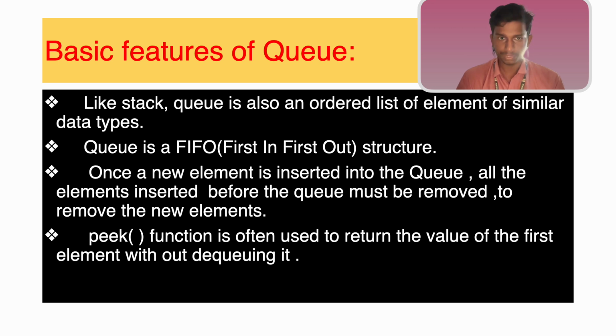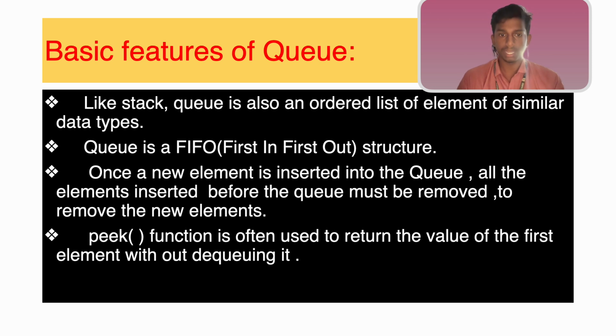Basic features of a queue. Like a stack, a queue is also an ordered list of elements of a similar data type. It is also like an array, but the exception in a queue is that we can only access the element at one end and remove the elements at the other end. A queue is a FIFO structure, which means first in, first out. Whichever element is first inserted into the queue is the same element that is removed from the queue first.